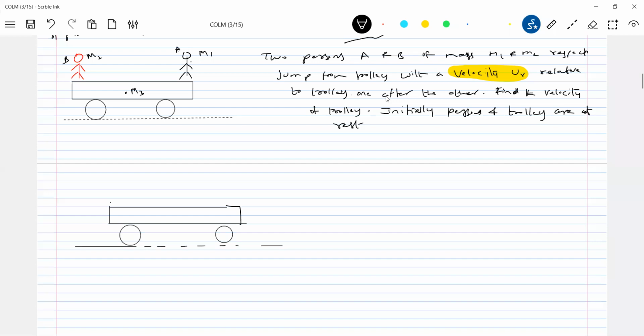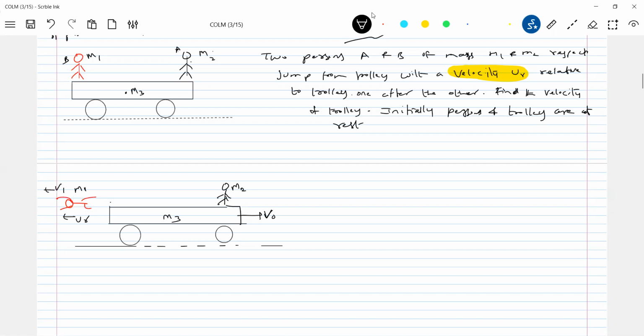Now let this person jump. Any person you can make it jump. The masses are m1, m2 and m3. First he will jump, no? Let him be m1. The other person and the trolley will recoil back. Call this velocity VA. Let the person's velocity be UR, and let V1 be the velocity of the person relative to the ground.